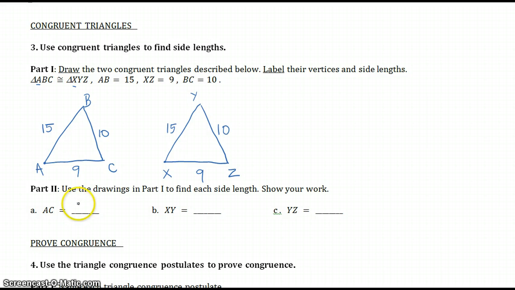So now we can use that information to do part 2. The length of segment AC is 9 units. The length of XY is 15 units. The length of YZ is 10 units.